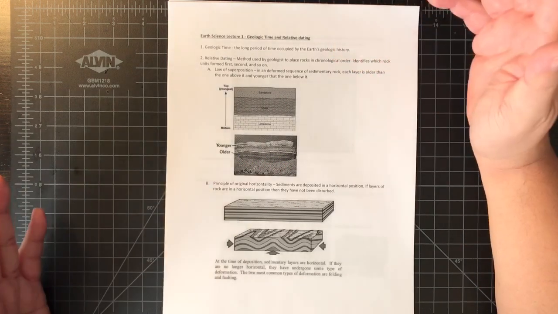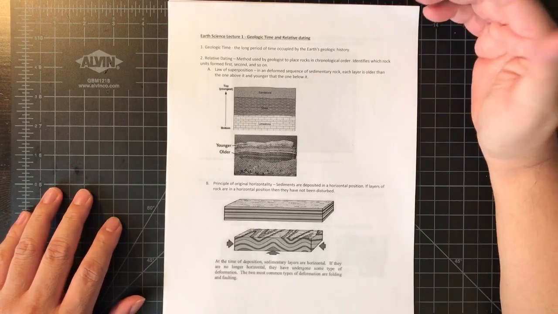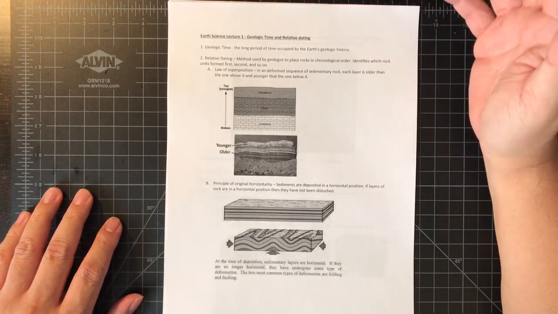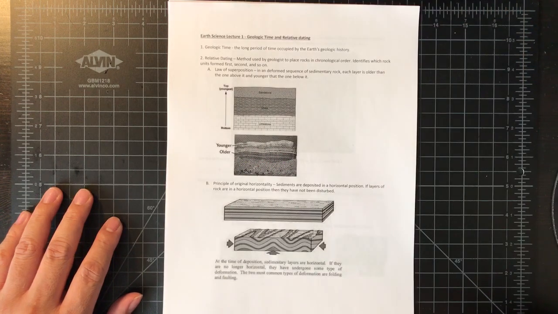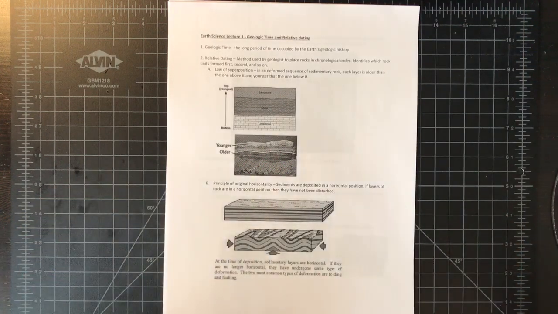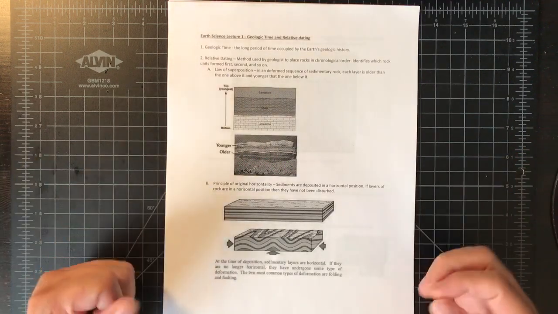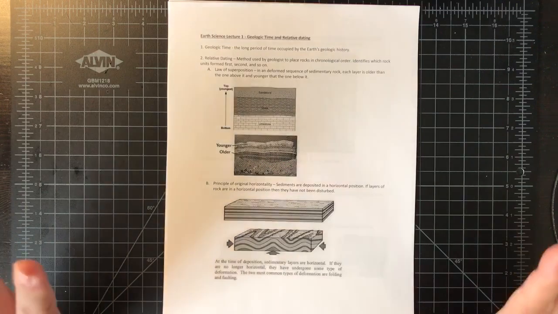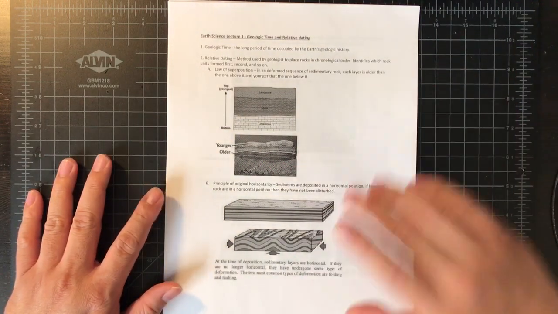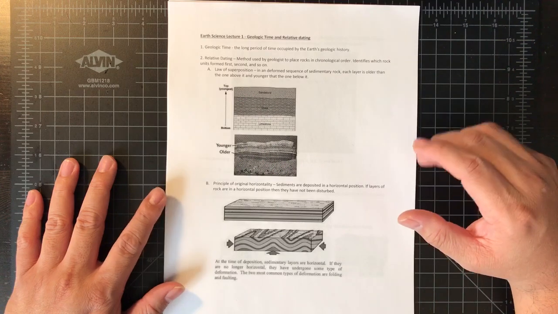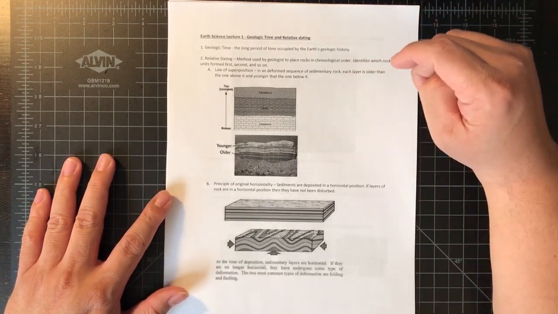Number one, geologic time. Now, geologic time is the long period of time occupied by Earth's geologic history. It's really called geologic time because it's the history of the Earth, what occurred in Earth's history over a long period of time. Like we said, we already had the discussion in class regarding the age of the Earth. Again, let's not have this discussion again. This is pretty much just passing the regions. And so let's move on to the first one, relative dating.